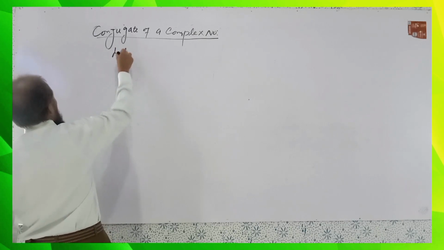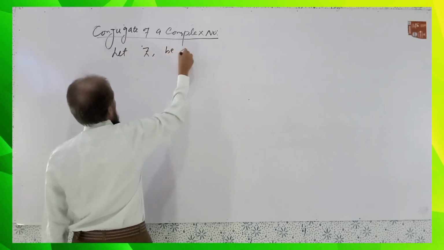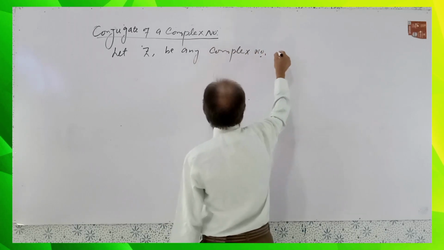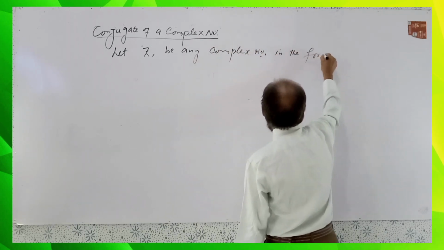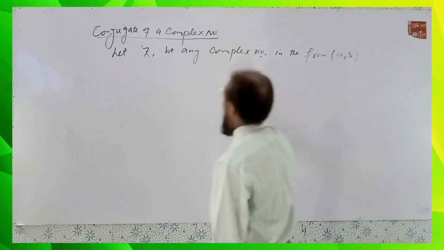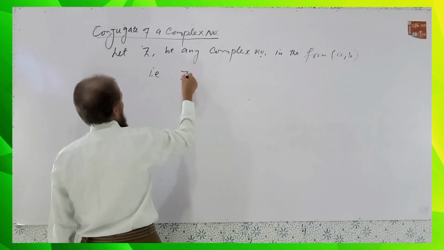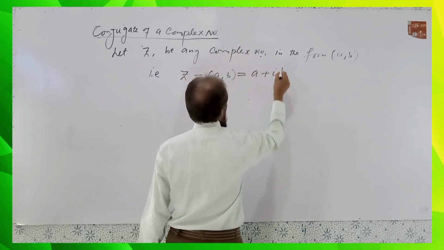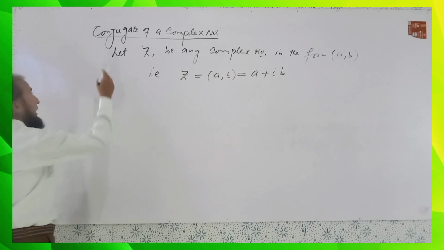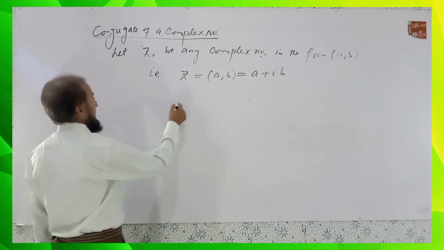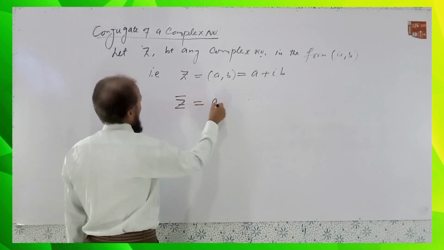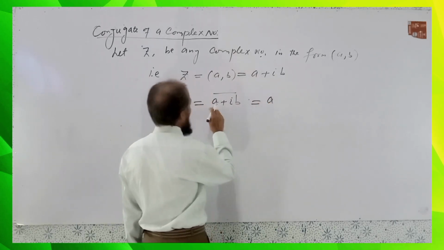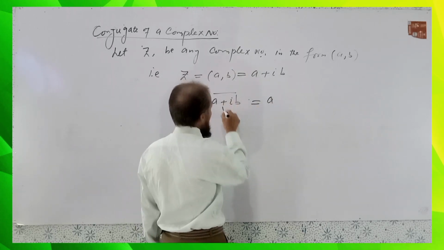For example, let Z be any complex number in the form of a, b. That is, we can write Z is equal to a plus iota b. Now, if we take the conjugate, how can we represent it? It is represented by Z bar, which is a minus iota b. So here we change the imaginary part, and there will be no effect on the real part. The sign will be changed into negative.